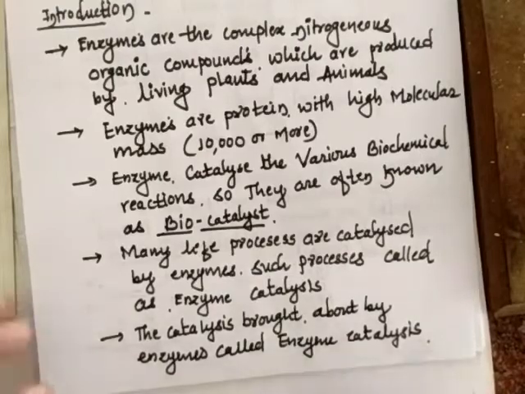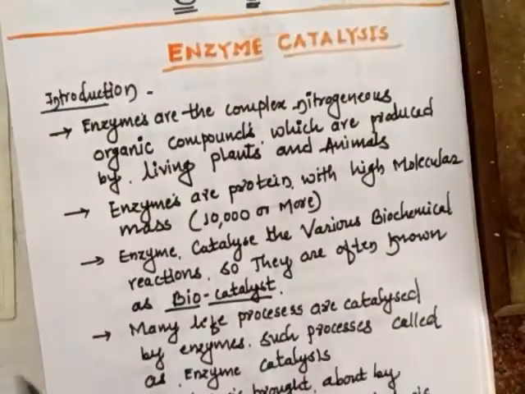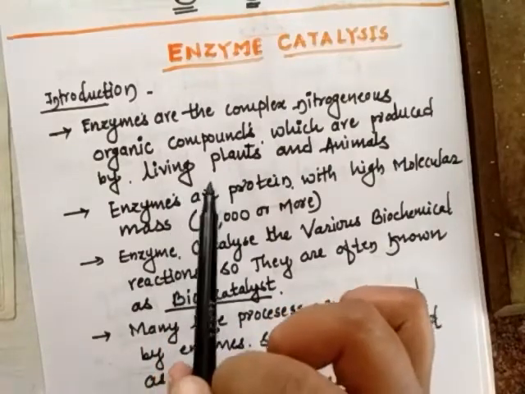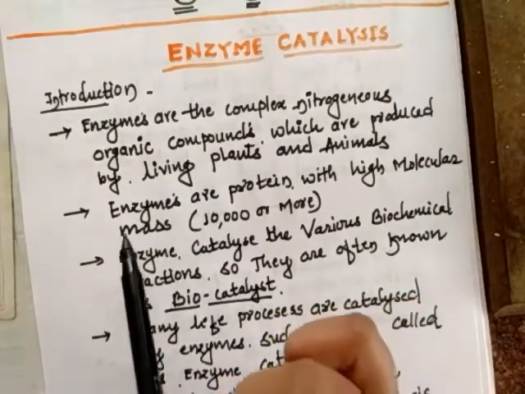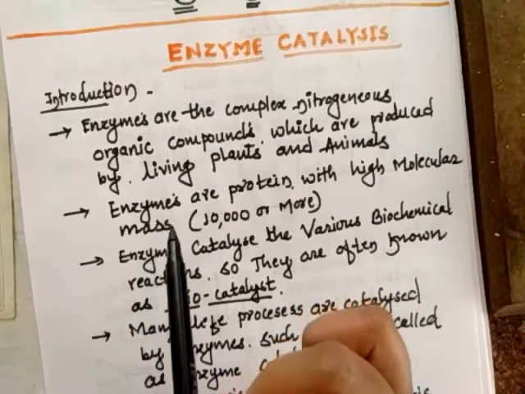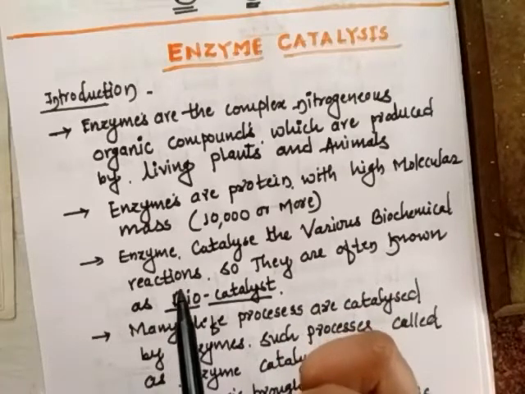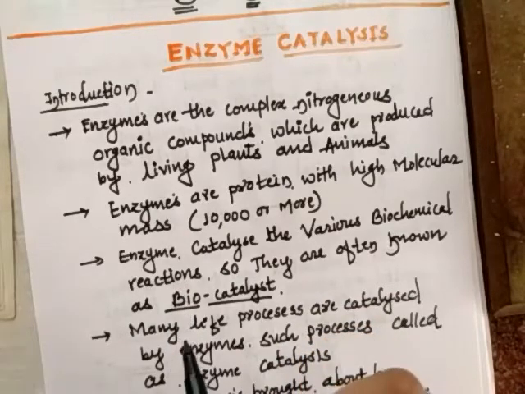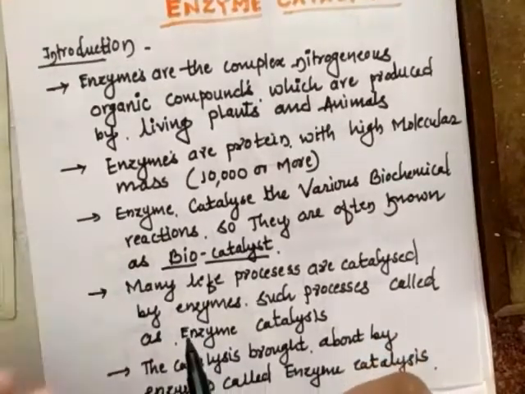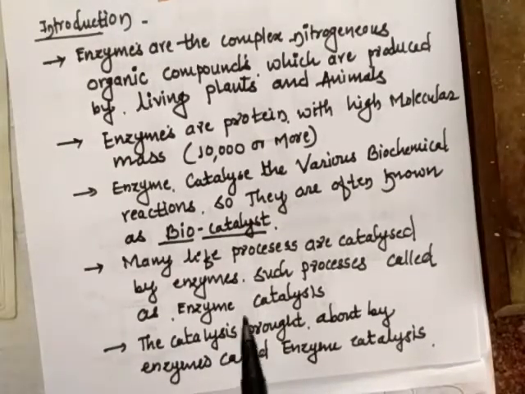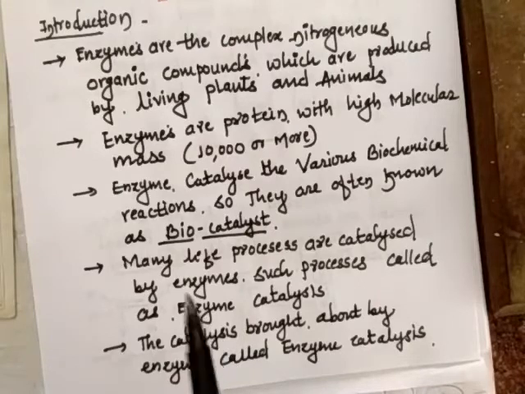I hope you have understood. See, what we are dealing with over here is enzyme catalysis. Enzymes are the complex nitrogenous organic compounds which are produced by what? Living things, maybe of plant or animals. So enzymes are the proteins which have high molecular mass. Enzymes catalyze the various biochemical reactions, so they are often known as biocatalysts. Many life processes are catalyzed by enzymes. Such a process is called what? Enzyme catalysis. And the catalysis brought about by enzymes is also called what? Enzyme catalysis itself.